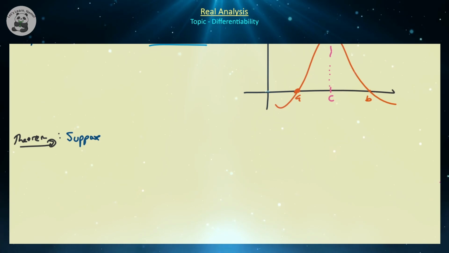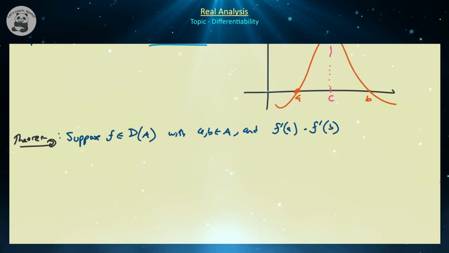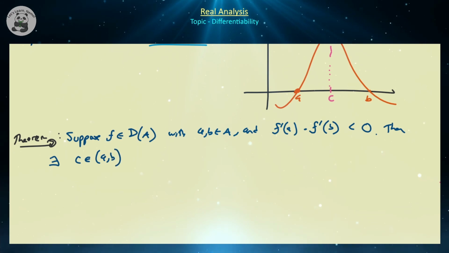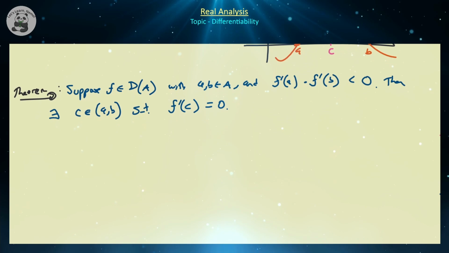Let's suppose that f is differentiable on some domain D, and let's assume that a and b are any points in that domain, and let's assume that the derivative of f at a times the derivative of f at b is negative, implying that they are opposite signs. Then there exists some point c strictly between a and b such that f prime of c is equal to 0. So here, f of a and f of b need not be 0. As long as they have opposite signed derivatives, then the existence of such a c is guaranteed.